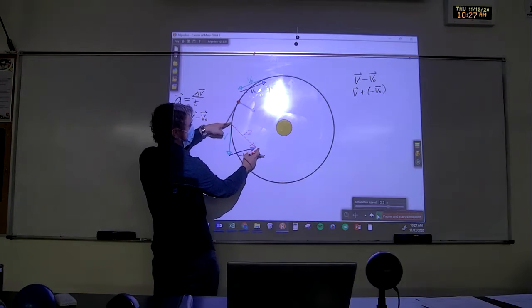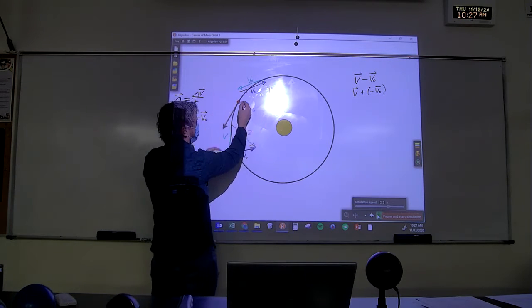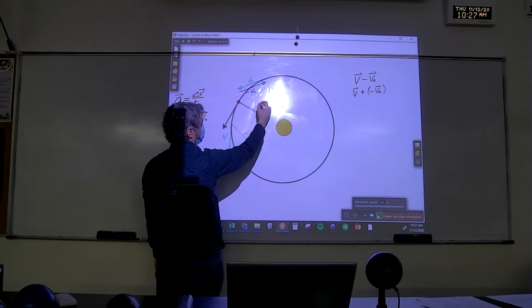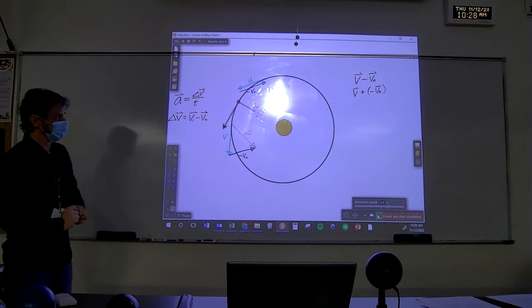So if I were to take that vector and put it where the average velocity between those two times was, I'd put it here, and if I had done this well, it would literally point towards the center of the circle, and that would be the direction of the centripetal acceleration. Does that make sense?